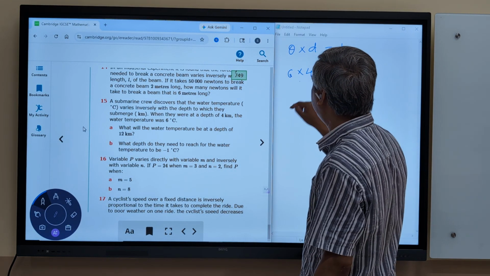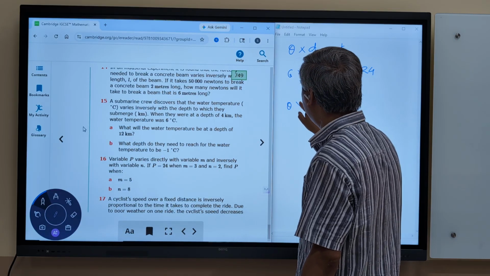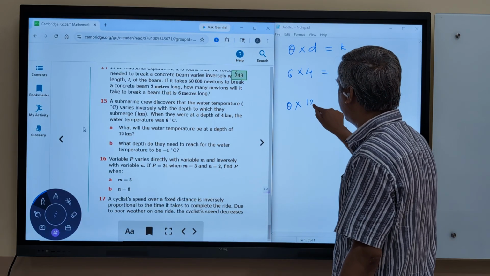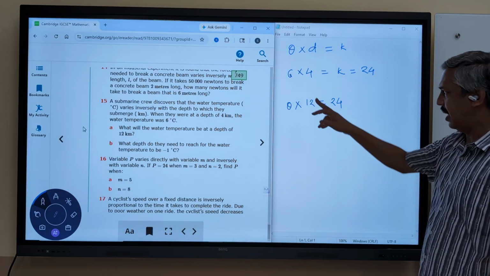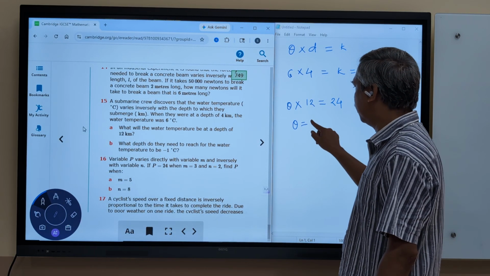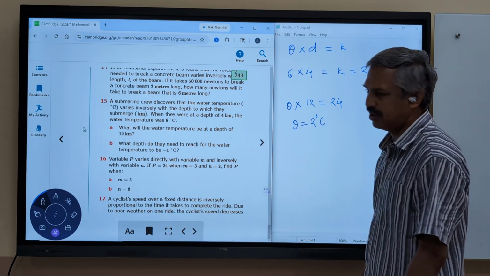So we'll put this depth is equal to 12 km. Theta into depth 12 km is equal to K is equal to 24. Divide here, theta is equal to 2 degrees Celsius.